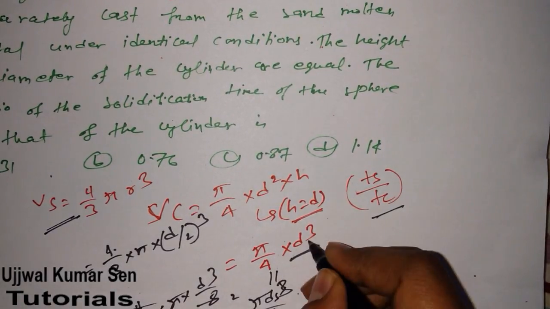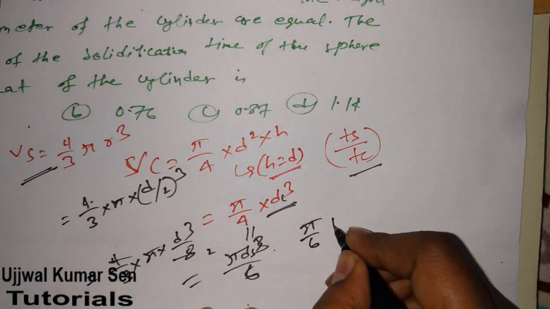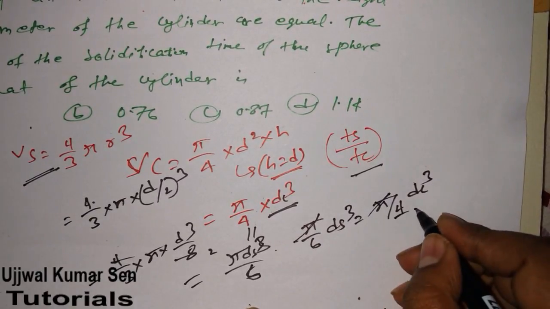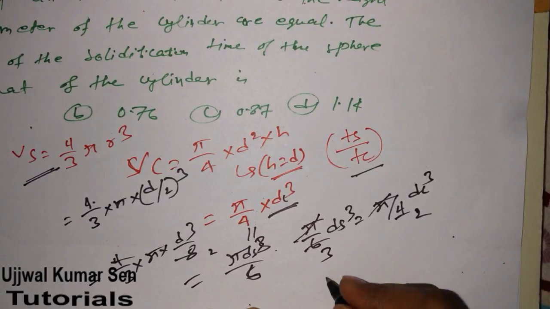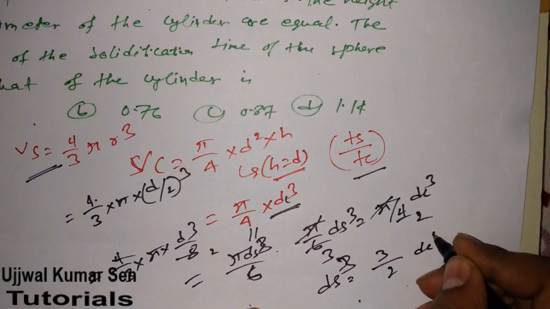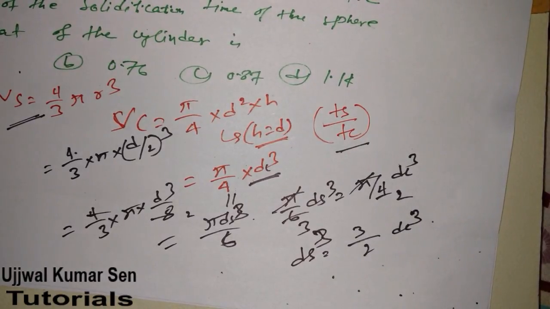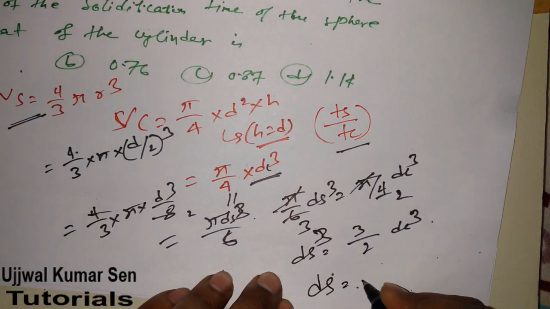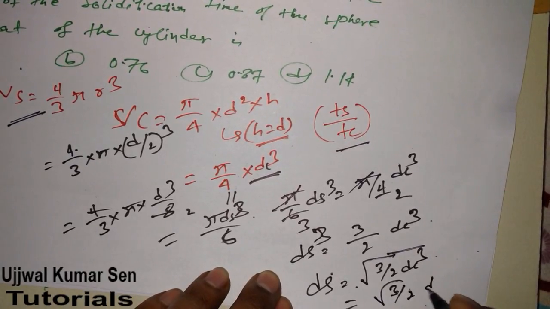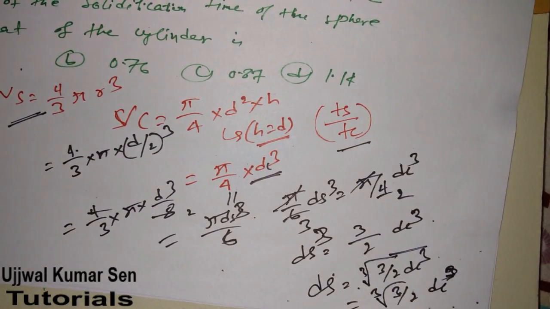Now this d is for sphere, this d is for cylinder, that we have to denote. So we can write pi by 6 ds cube is equal to pi by 4 dc cube. Pi gets cancelled, 2 2 is the 4, 2 3 is the 6. So ds cube is equal to 3 by 2 dc cube, because I'm sending this 3 to that side, by the rule of cross multiplication. Now ds is equal to the cube root of 3 by 2 dc cube, and because dc is cube, that means it will be dc.